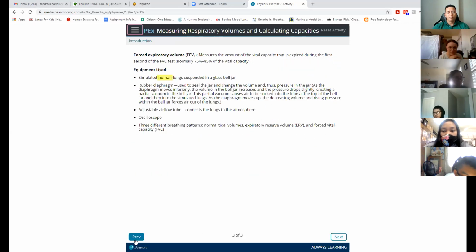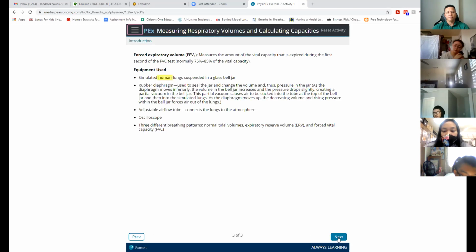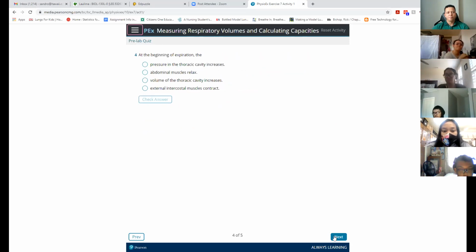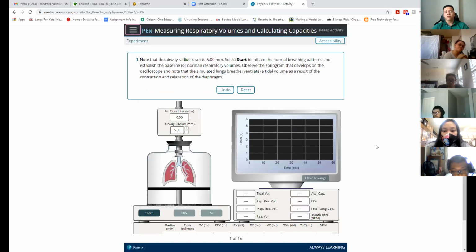It's going to describe the different values of lung capacity. What is the tidal volume? What is an IRV? What is an ERV? Then you're going to have a little pre-lab quiz. This is not our in-lab quiz. You can just answer them. These are not graded. This is just to see what you know before you do the lab. And then you're going to get to the actual experiment, okay?